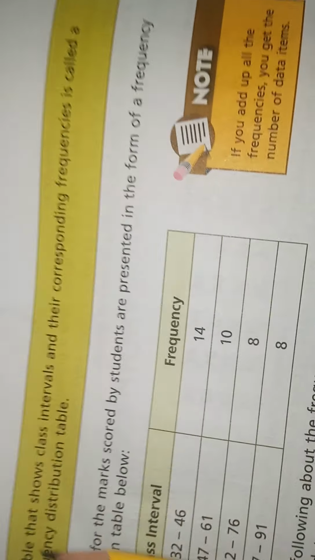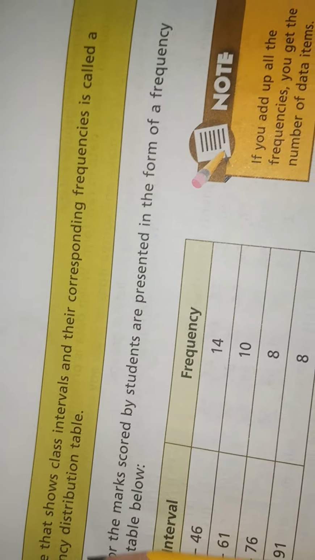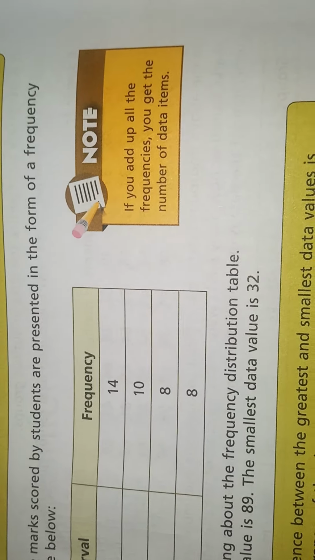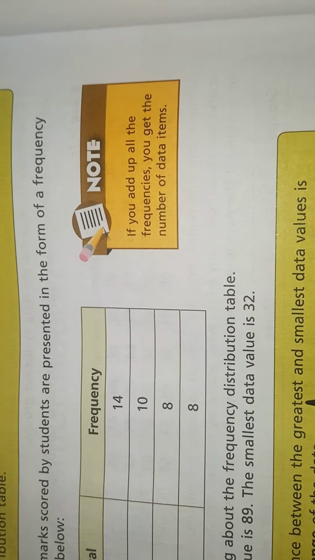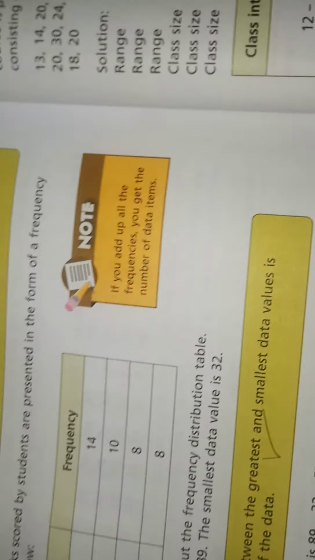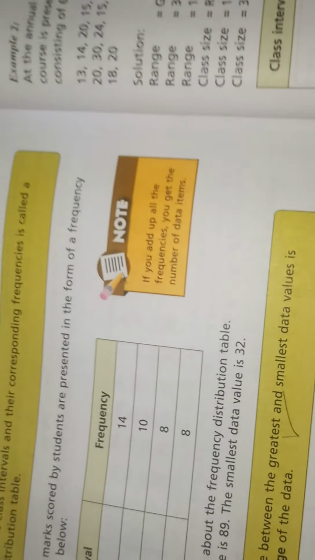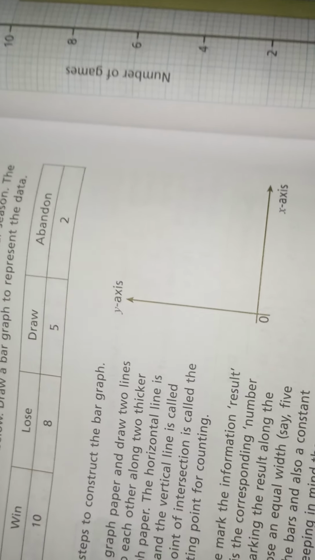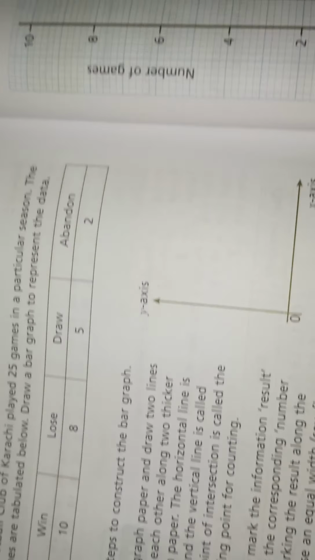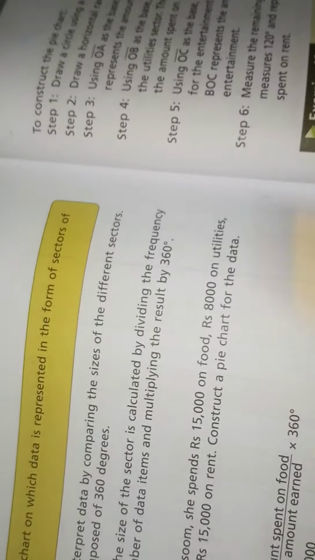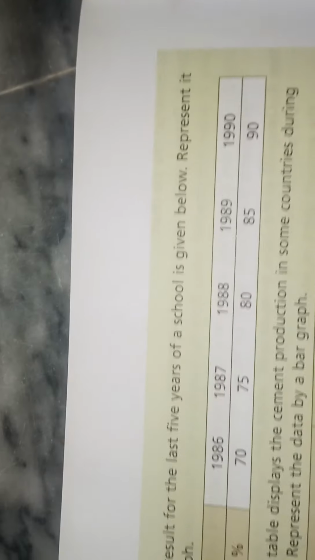The thing that you have to memorize is that a table that shows class interval and their corresponding frequencies is called frequency distribution, and the difference between the greatest and the smallest data value is called the range of the data. In this chapter you have to learn the 2 definitions, and we will learn to construct the bar graph of this exercise.